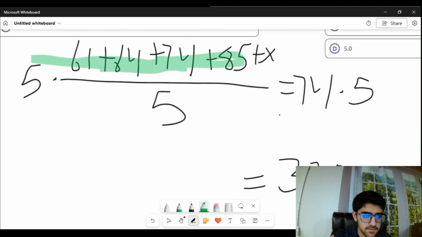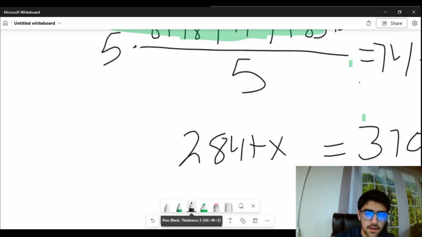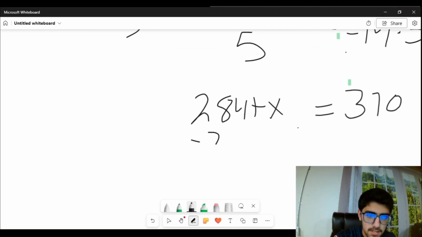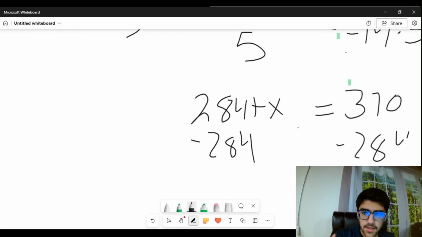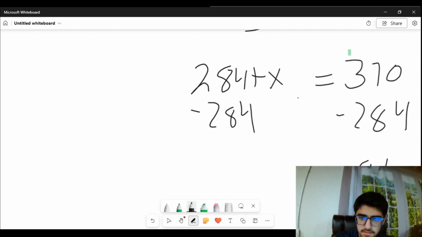So 61 plus 64. I know it's not showing for you guys. I'm just putting it into Desmos. Plus 85. So I get 284. So it's equal to 284 plus x. From there, I'm just going to subtract 284 from both sides. So minus 284, minus 284. And then you put that into Desmos, you should get 96. So 96 is equal to x.